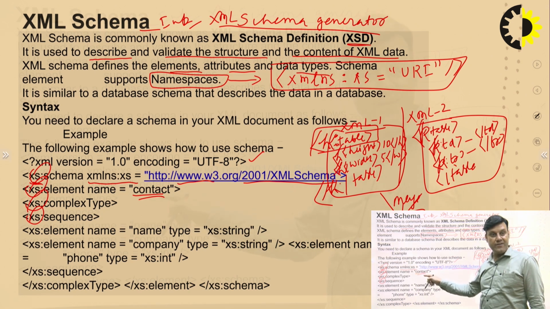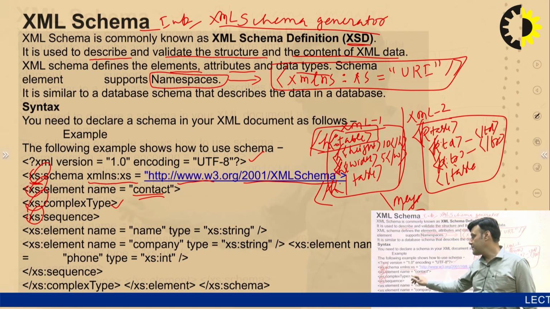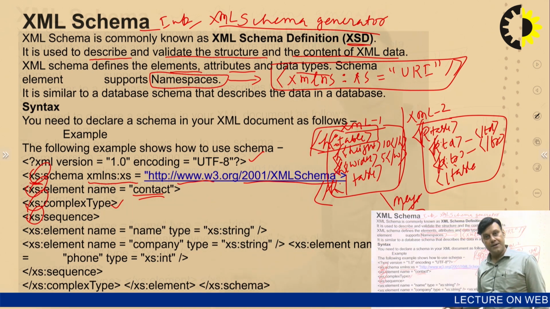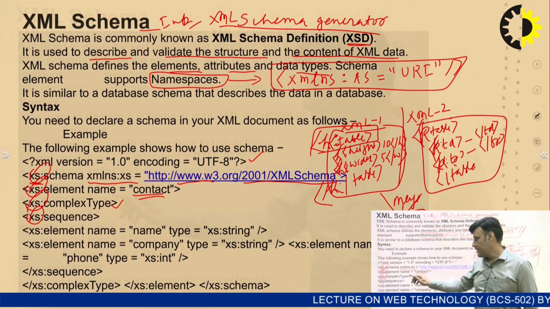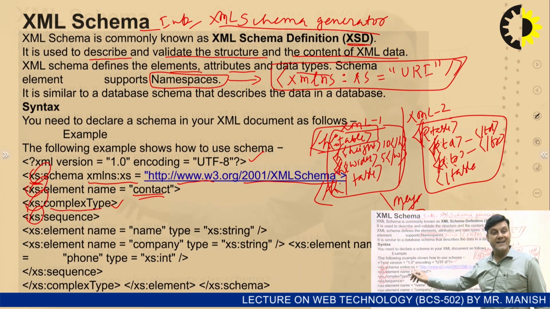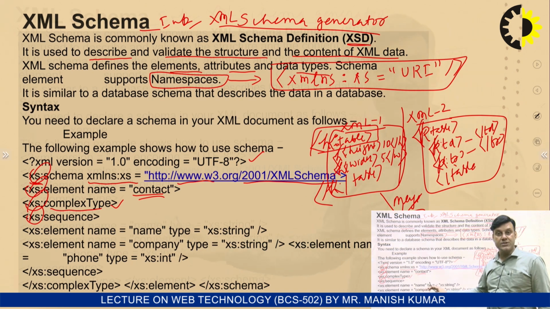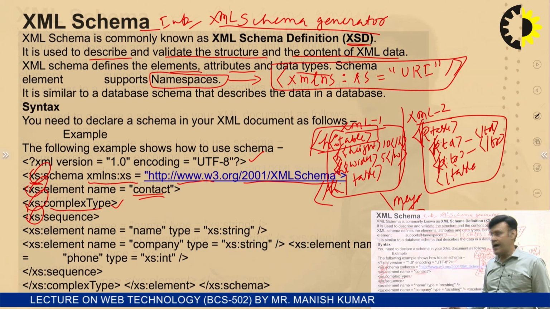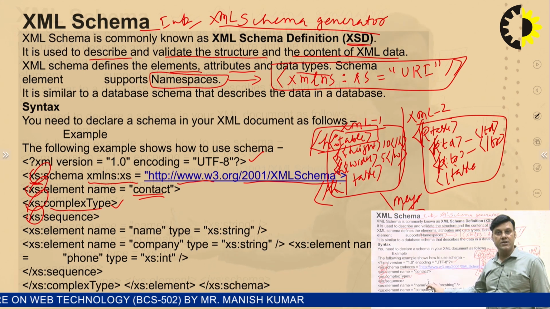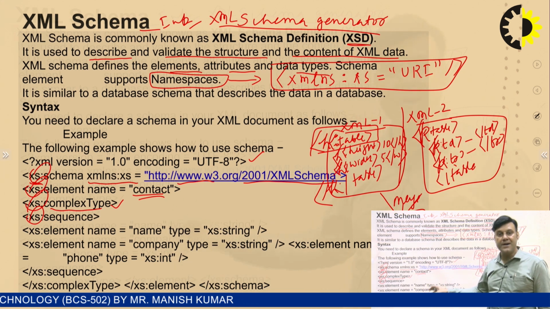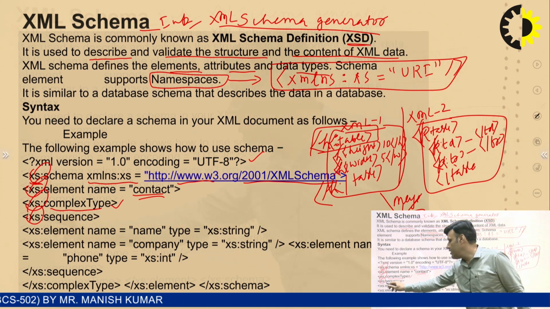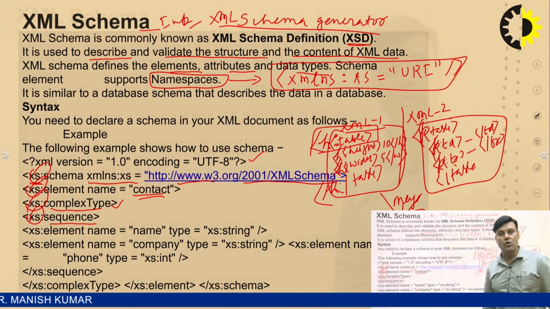Under this root tag, we have multiple subtags. What is its type? Its type is defined as complex. Whenever a tag consists of a number of subtags, then its type will become complex type. So in the next line, I have written XS colon complex type. Now I want these subtags to be in the same sequence as they appear in my XML document. Then I will use XS colon sequence.